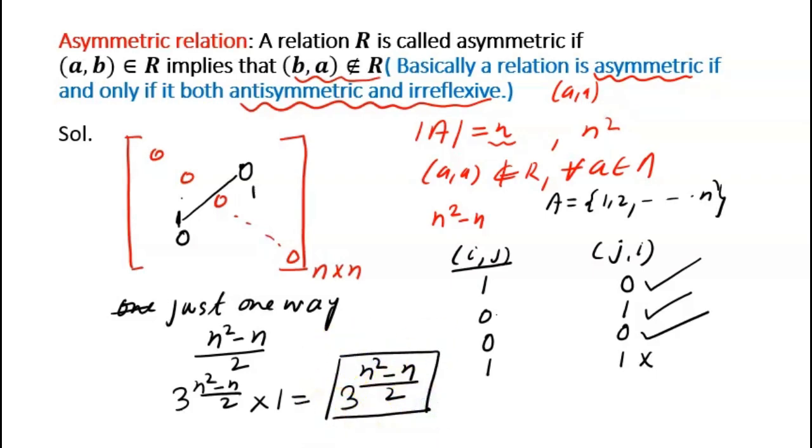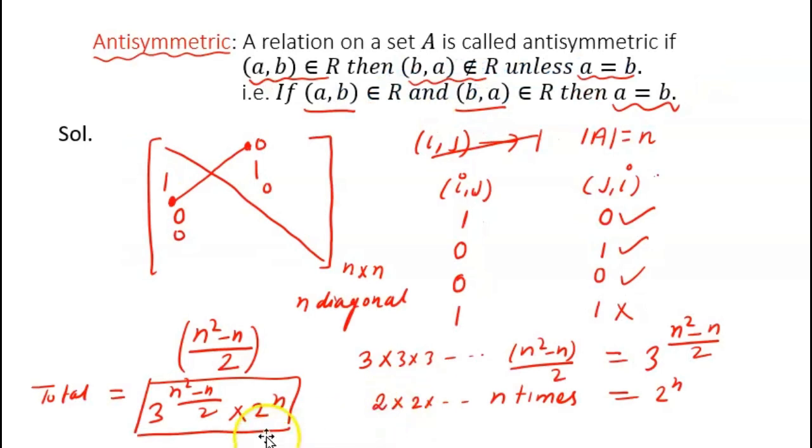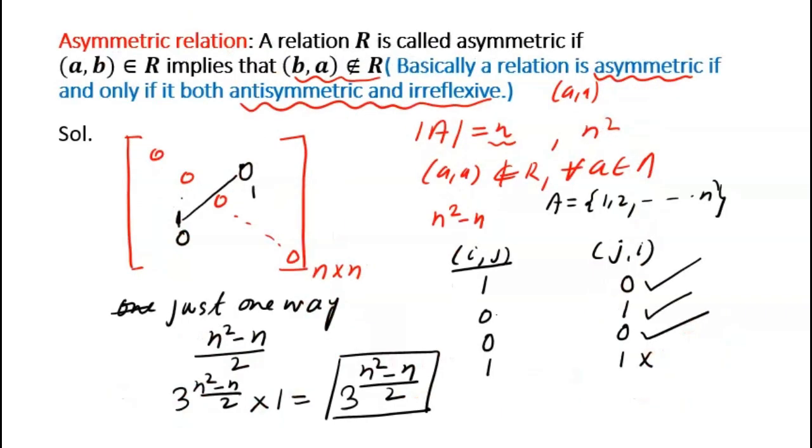And I hope you have noted that it is different from antisymmetric. In the case of antisymmetric, we were allowing elements to be either a 0 or 1 along the main diagonal, because an antisymmetric relation permits that if AB and BA are there, then A must be equal to B. So A comma A kind of elements are permitted in an antisymmetric relation, but A comma A kind of elements are not permitted in an asymmetric relation.